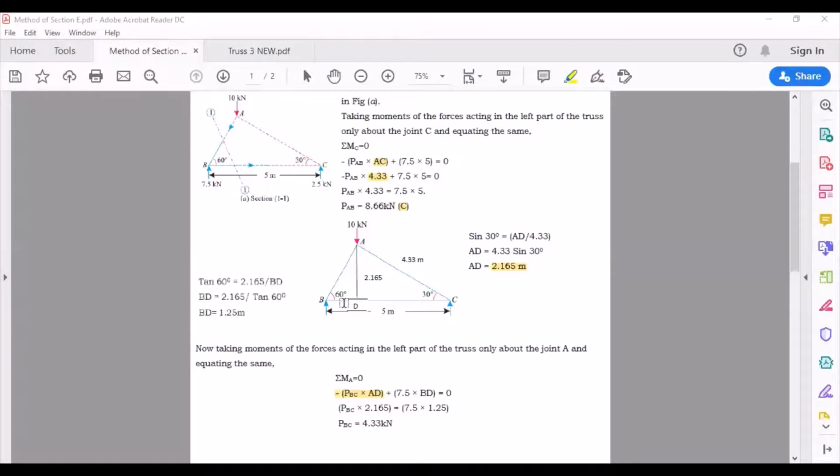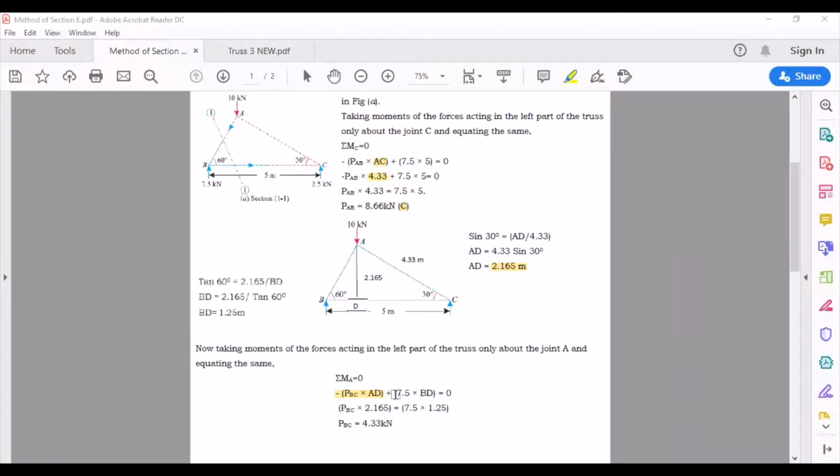For calculation of this, I'll consider triangle ABD. I'm interested in calculating BD, so I'll use tan 60. What is tan 60? Tan 60 is opposite by adjacent. I know the opposite distance, that is 2.165. Adjacent is BD. So rearranging the terms here, I can calculate the distance BD, which happens to be 1.25 meter. So the horizontal distance is calculated.